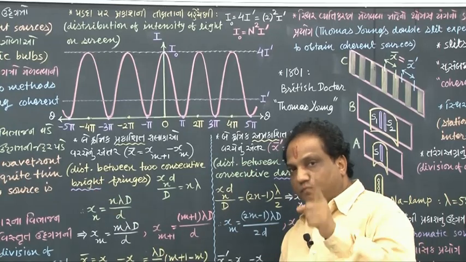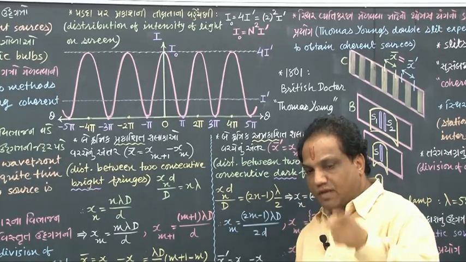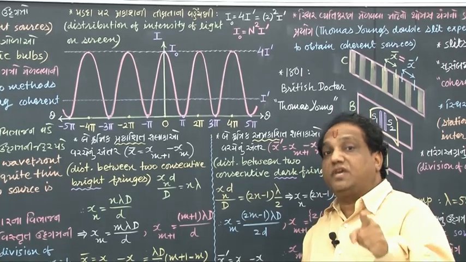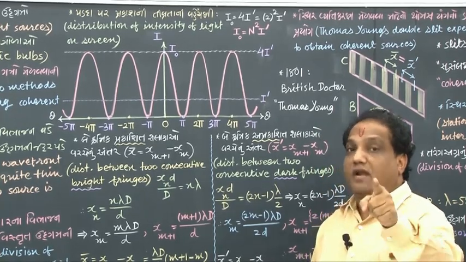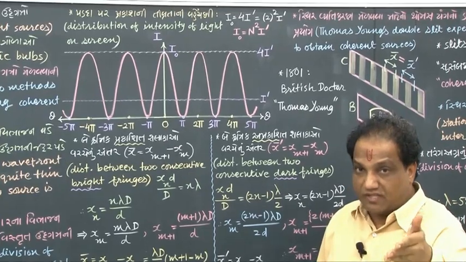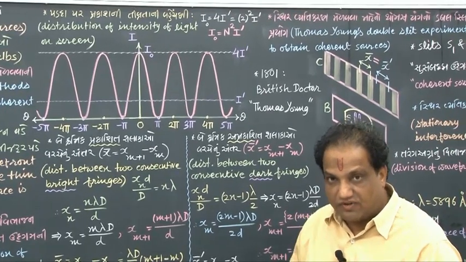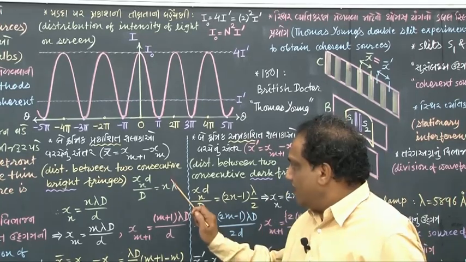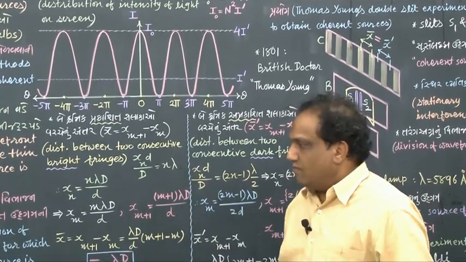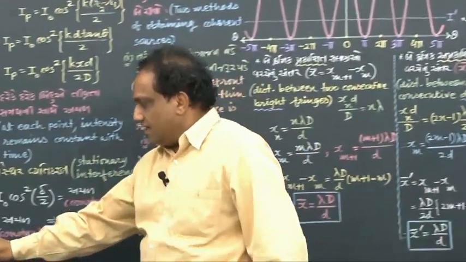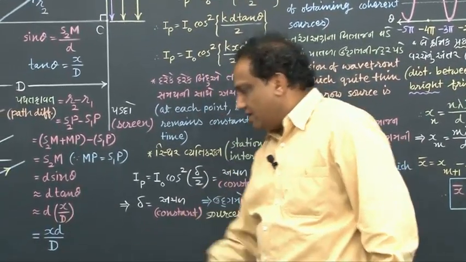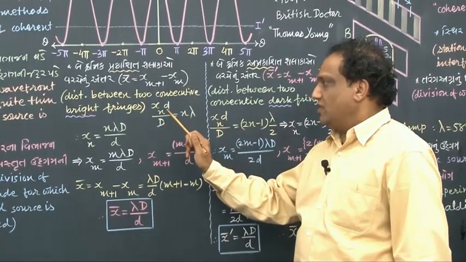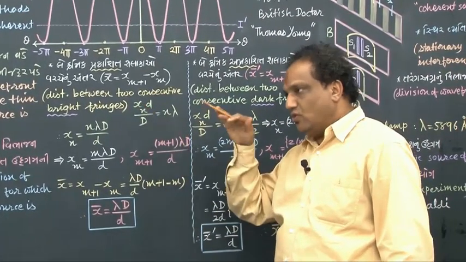Bright fringe means maximum intensity. Maximum intensity means constructive interference. Constructive interference means path difference must be equal to n lambda. Just now we have obtained the condition for obtaining constructive interference: path difference should be equal to n lambda. But what is the expression of path difference? It is x into small d upon capital D. But instead of x I am putting xn. N you must write below x.